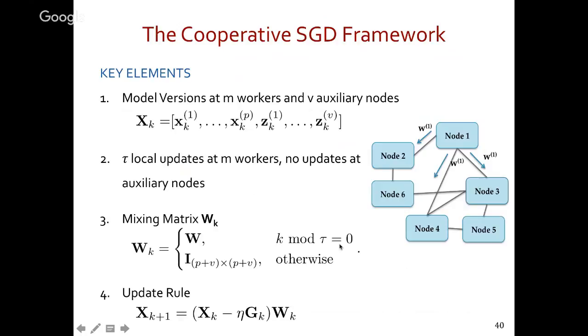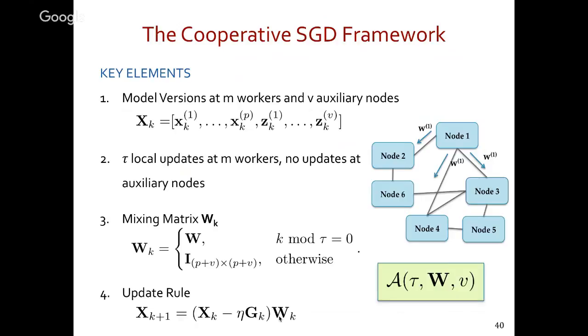And after these tau set of updates, there is a mixing matrix W. So this determines how the models are averaged. Either it can be a decentralized average where nodes are communicating only with neighbors, or a centralized SGD or elastic averaging. All of that can be captured within this mixing matrix. And we can write a general update rule as shown over here.